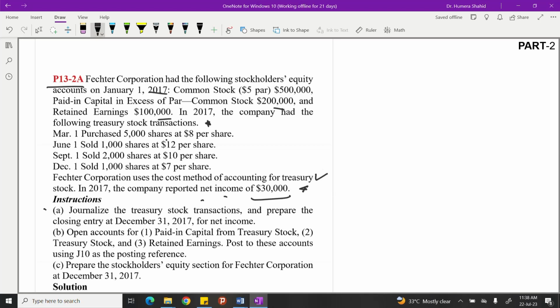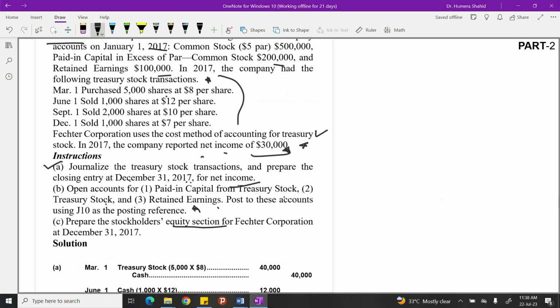What they want us to do is journalize all these transactions relevant to the treasury shares, and also prepare the closing entry at December 31st, 2017 for net income. So we close the net income into the income summary account and into the retained earnings. Then part B says open accounts for paid in capital from treasury stock and retained earnings, and post these accounts using J10 as the posting reference. So they want us to open these accounts and post them in the ledgers. And finally, they want us to prepare the owner's equity section. So let's do this question starting with the journalization.